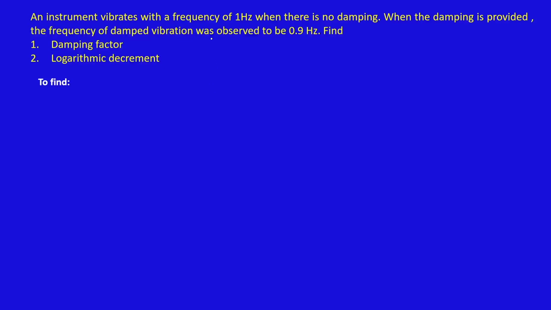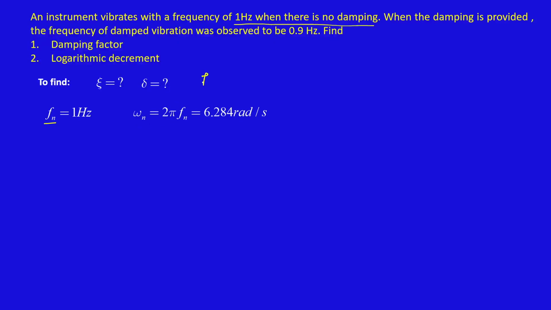An instrument vibrates with a frequency of 1 Hz when there is no damping. No damping means natural frequency. So Fn equal to 1 Hz. From that, I can find the natural frequency in radian per second. Omega n equal to 2 pi f1.